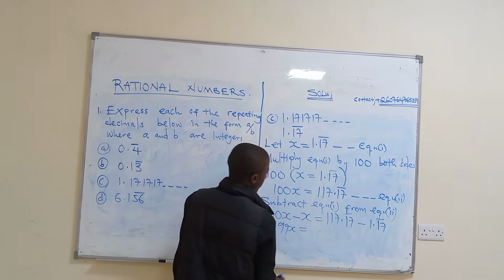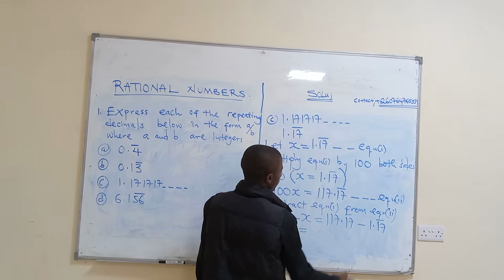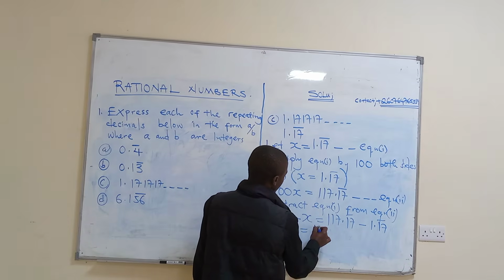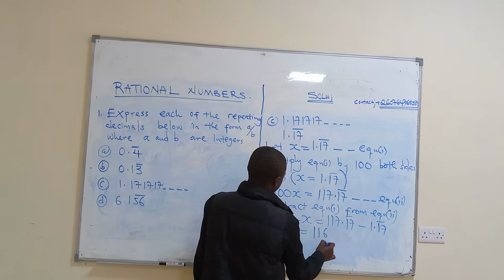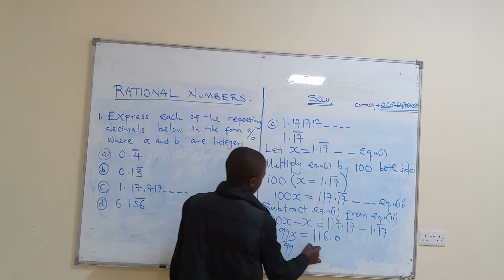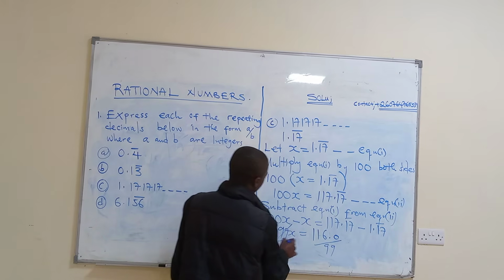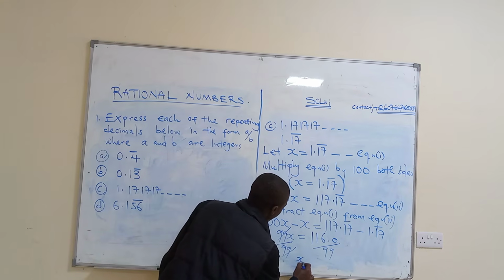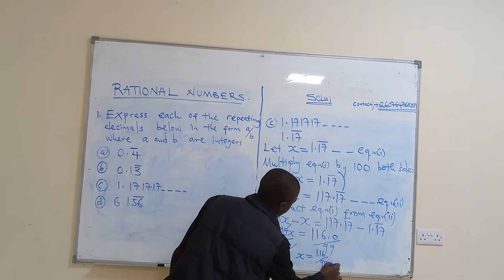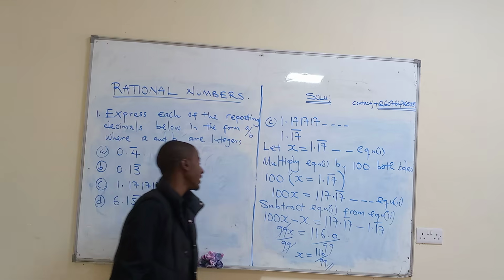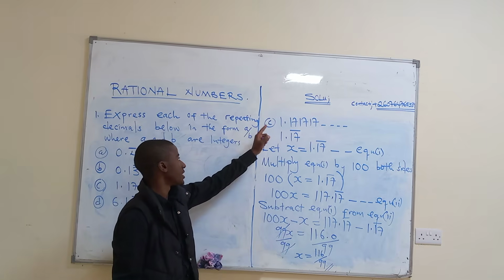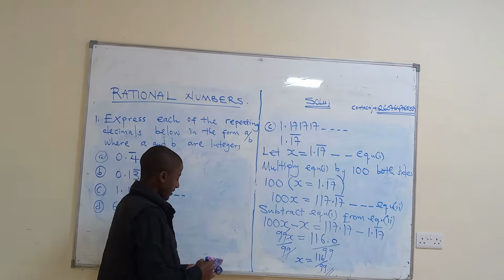So from there, when you subtract here, you are getting 99x is equal to 117 minus 1, you are getting 116. So from there, you divide both sides by 99 over 99. So from there, you are going to get your final answer as 116 over 99, expressing this number in the form of A over B. So this is your final answer for question C. So we can proceed to question D.